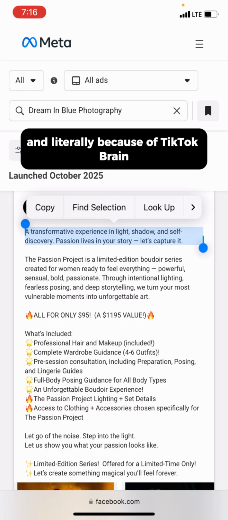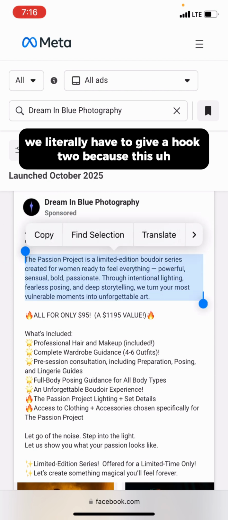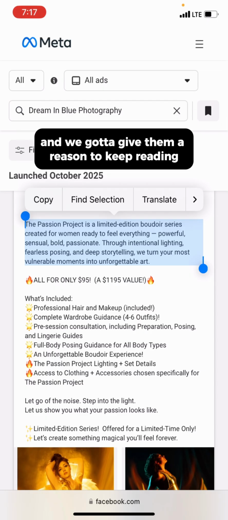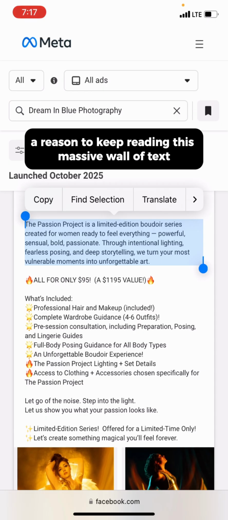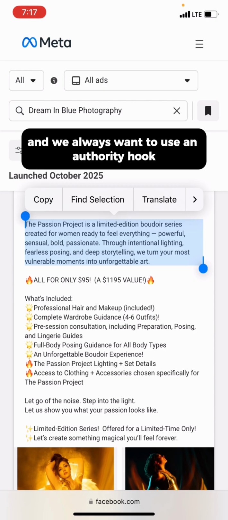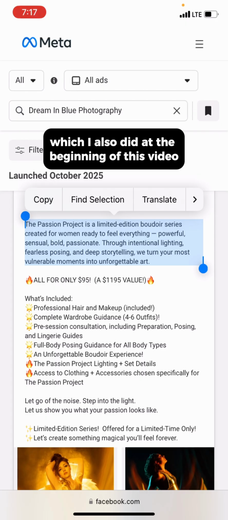And literally, because of TikTok brain, we have to give a hook 2, because this wall of text is too overwhelming for peeps. And we got to give them a reason to keep reading. So hook 2 is literally a reason to keep reading this massive wall of text you just got bashed in the face with. And we always want to use an authority hook, basically a why you should listen to me hook, which I also did at the beginning of this video.